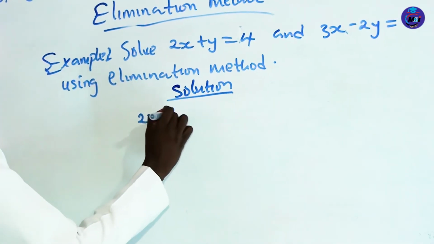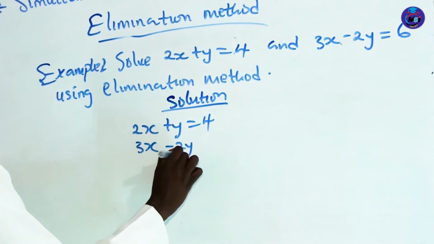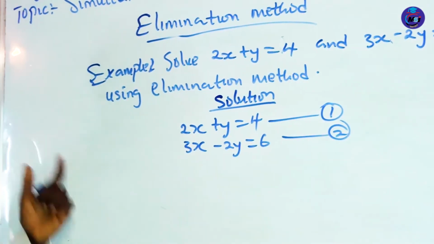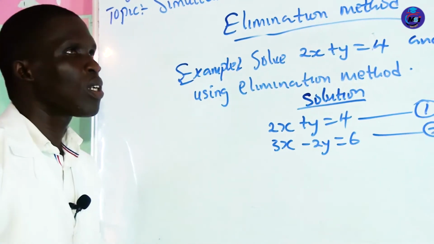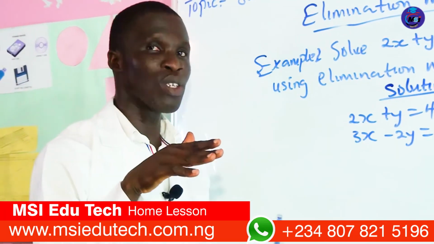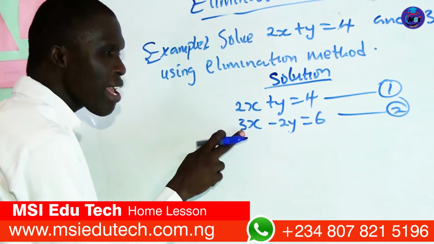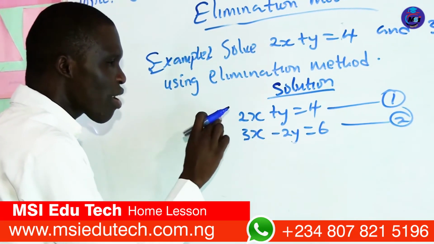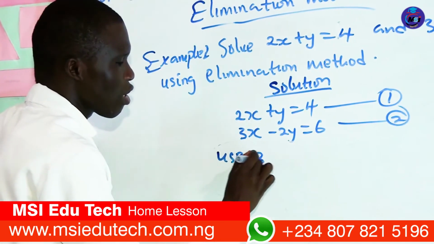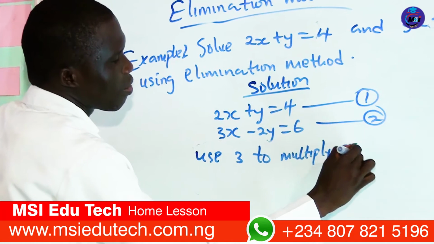Pick 2x plus y equals to 4, and 3x minus 2y equals to 6. Call this equation 1, equation 2. Now, elimination means we are going to cut. We are going to subtract. We are going to minus. Okay? Look at these 3. Use 3 to multiply equation 1.